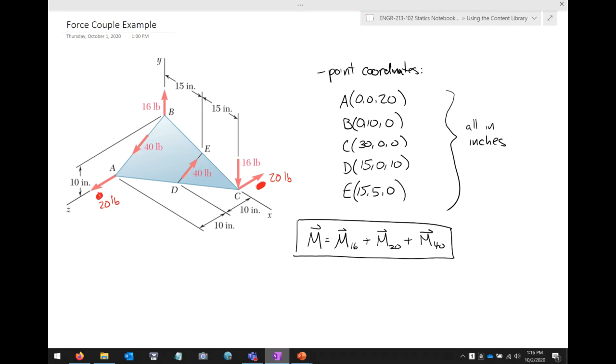So let's take each of these one at a time. We're going to do them in increasing levels of difficulty. I'm going to do the 16-pound one first because that's the easiest, and the 20-pound one is pretty easy too. But the 40-pound one, we're going to do at the end, because I'm sure you're looking at the problem like, oh, that one looks kind of wonky, but it's not bad. Let's start off with the 16-pound force couple.